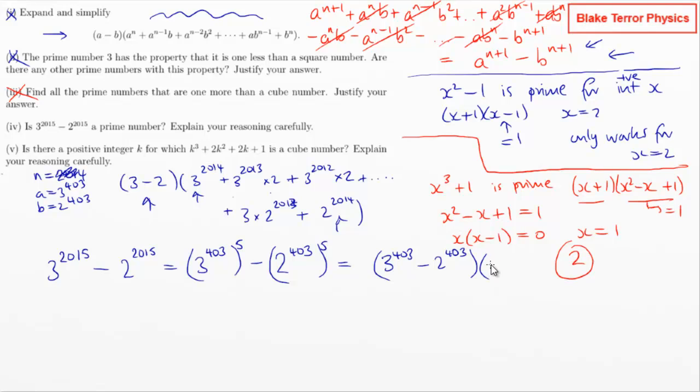So, well, big numbers. I mean, you can write all of this out, but it doesn't really matter what you're going to get there. You're going to get 3^403 to the power of 4, and then plus all of these terms in between, all the way through to 2^403 to the power of 4. So we've got something that is greater than 1 multiplied by something else that's greater than 1. So it is not a prime. Now we've got these two integers, an integer greater than 1 multiplied by an integer greater than 1, so it can't be a prime number.